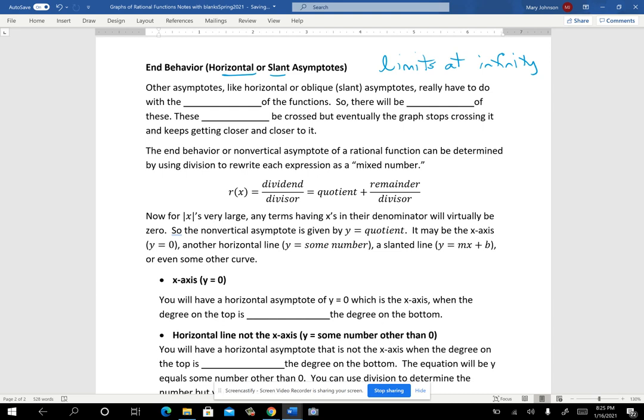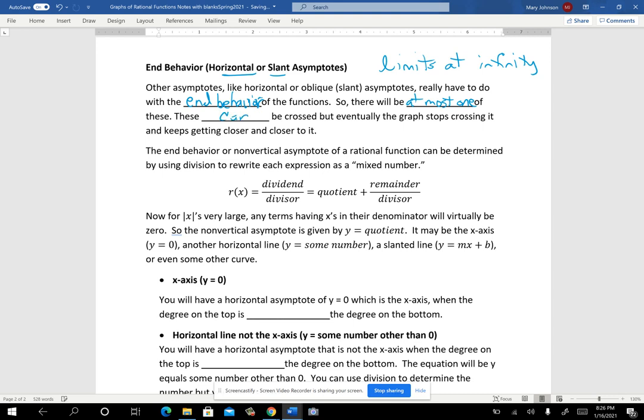All right, so these other asymptotes, not the vertical ones, but the ones like the horizontal, or they call them sometimes oblique, means slant, really have to do with the end behavior of a function. What does it do ultimately? What does the function eventually do if you let the x keep getting bigger and bigger and bigger? So there will be at most one of these.